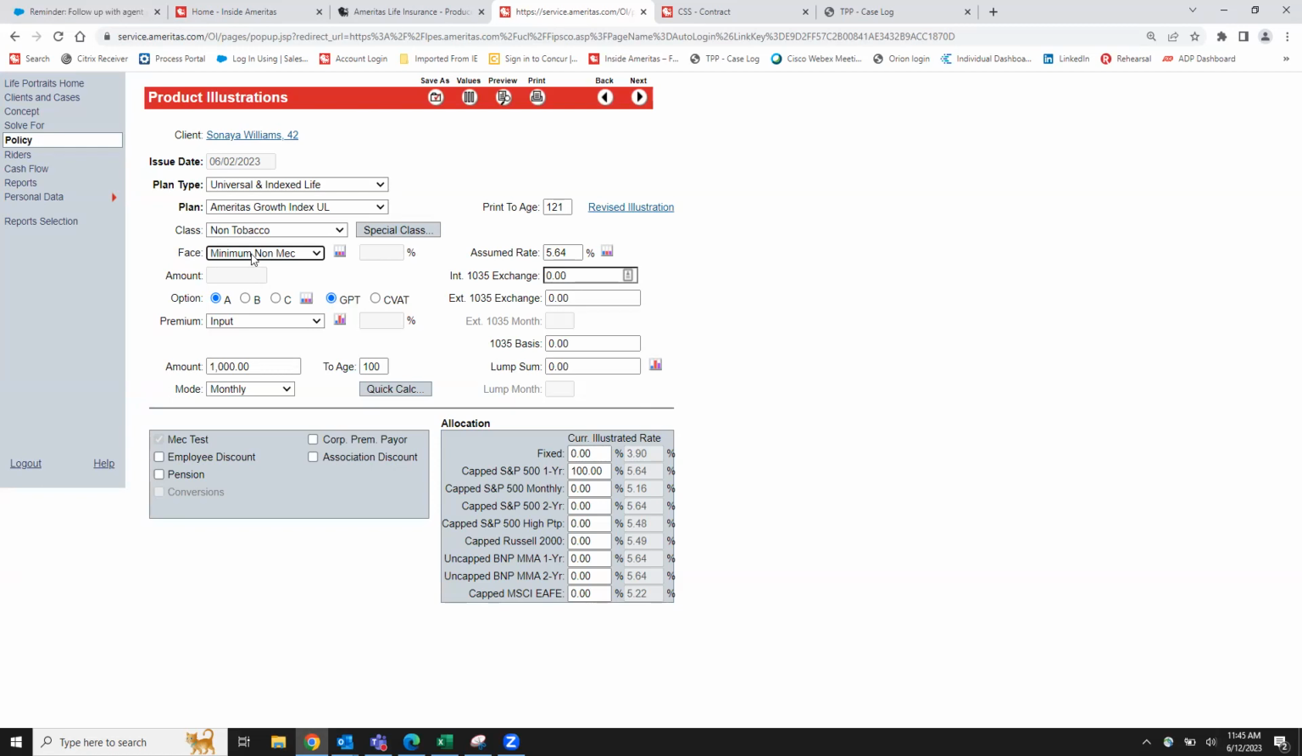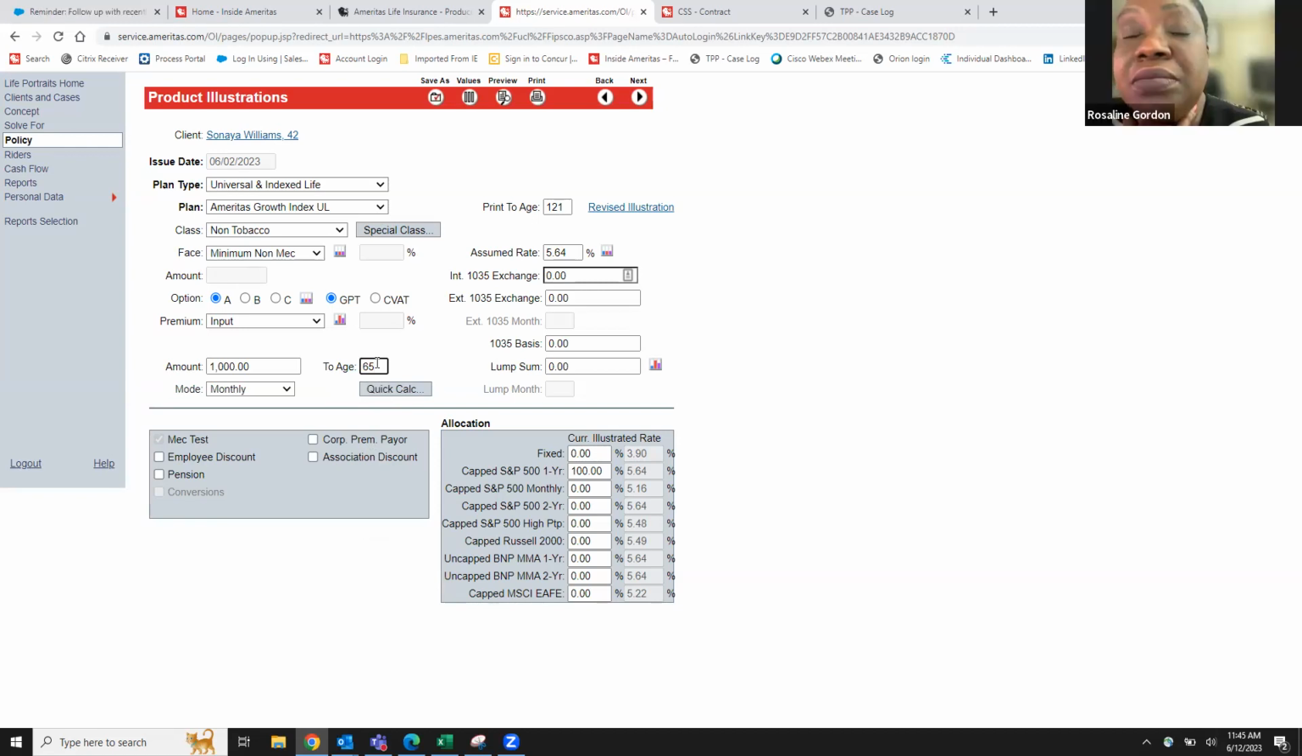I'm going to leave the face amount at minimum non-MEC, and I'm going to keep your $1,000 a month. Now, the only thing I would do different is I doubt you want this payable to age 100. This is how long you want the premium payable until. Typically with something like a 162, we're probably looking at age 65. Do you have a different thought on that one, Ros? No. Okay, then I'm going to stick with age 65.